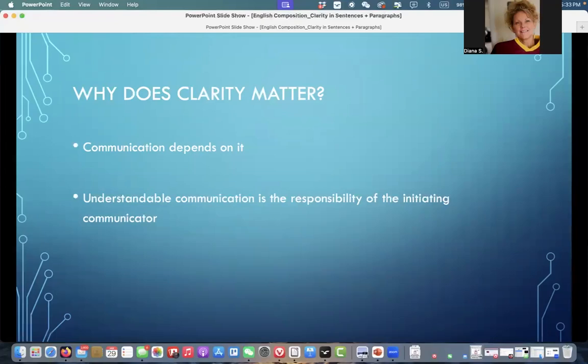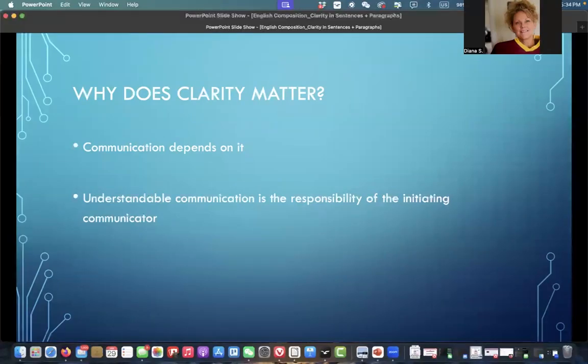When students do their writing assignments, they are the initiating communicator. I may have put some prompts in there with questions that they have to ask, but I don't know what the student knows. The student is initiating that communication with me, telling me their lived experiences as they apply to those prompts that are in the assignment.